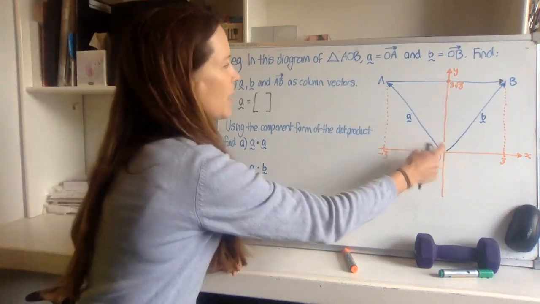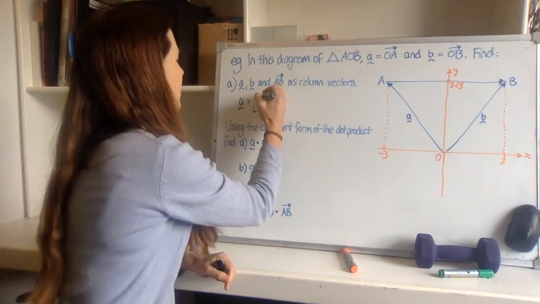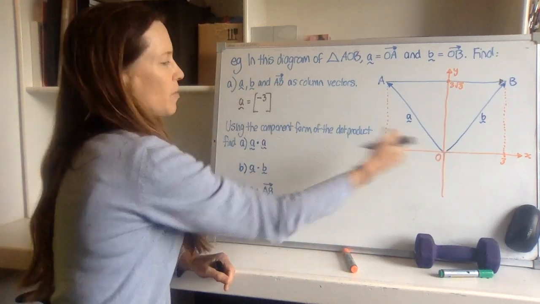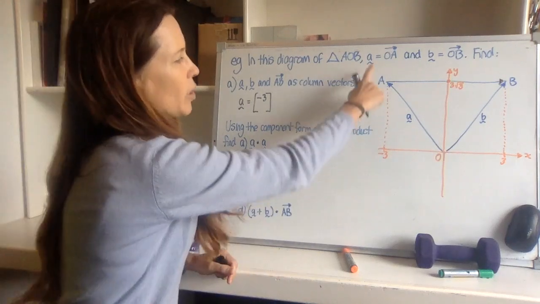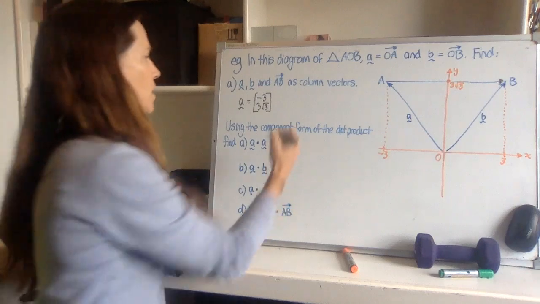So to get from here to here, you need to go 3 steps to the left, and that means that you need an x value of -3. We're going left, and then we need to go up 3√3. So once you get the hang of this, it's really quite straightforward.